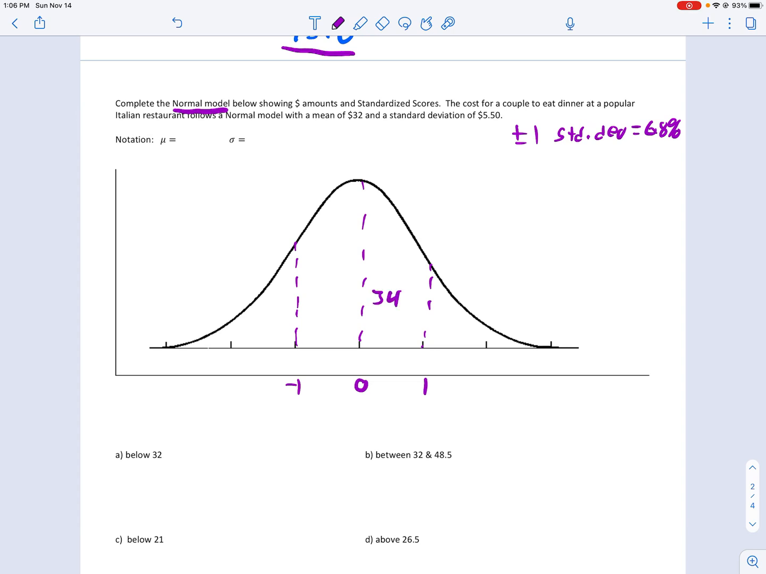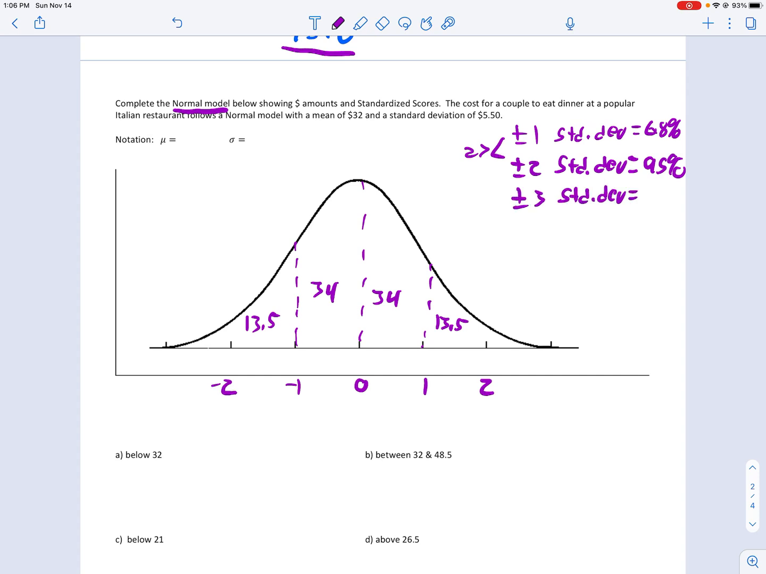So 34, 34. Plus or minus 2 standard deviations, 95%. So again, this goes up by 27. So each one of these next 2 is 13.5. So that's 2 standard deviations. And then if you're within 3 standard deviations, that's 99.7% of the data.